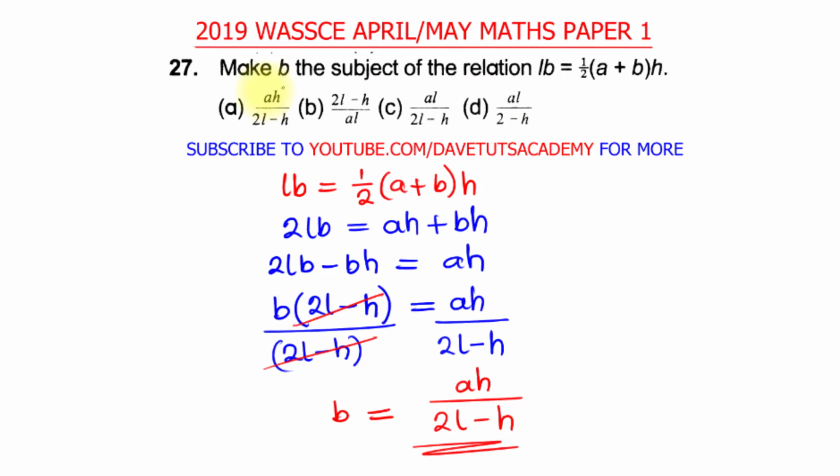And looking at the options that we have, AH over 2L minus H, that is option A, and that is the correct answer to this particular question.